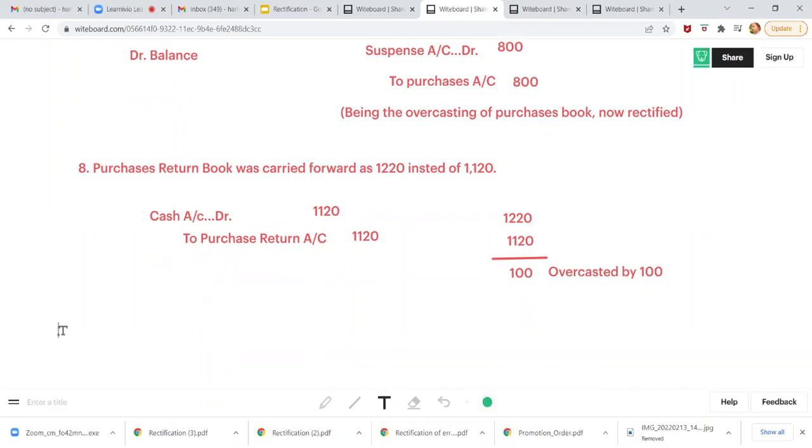we will pass the rectifying journal entry as purchases return account debit with the amount of 100 rupees, right? We have to create here, as we know that this is a one-sided error, so we have to create suspense account. Suspense account credit with the amount of 100 rupees.